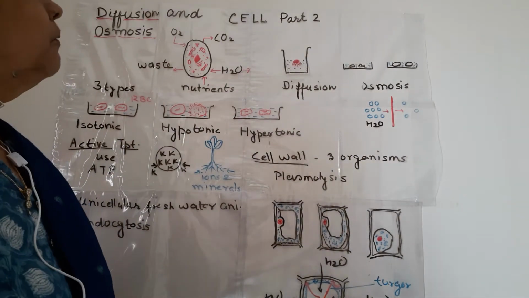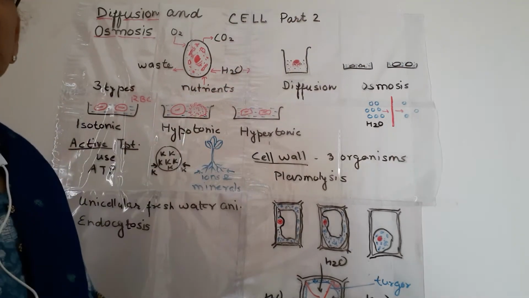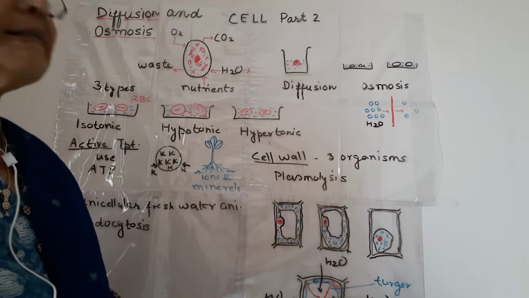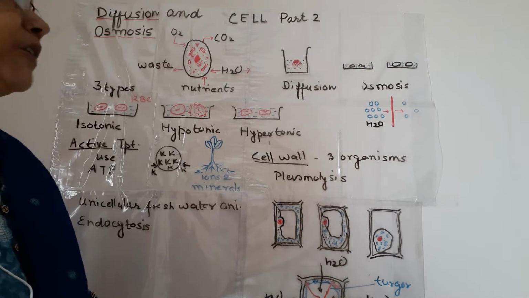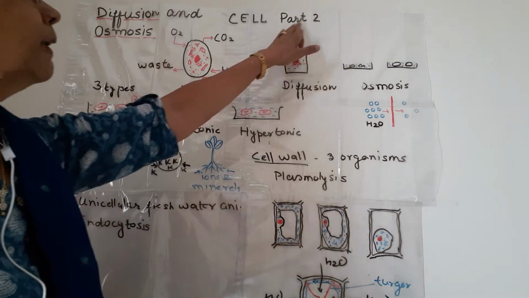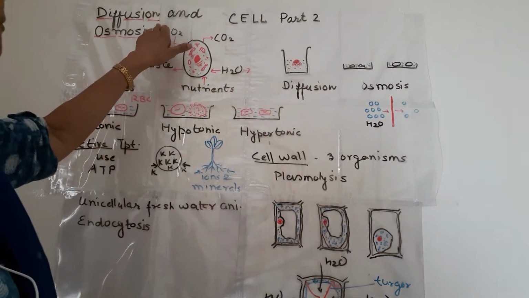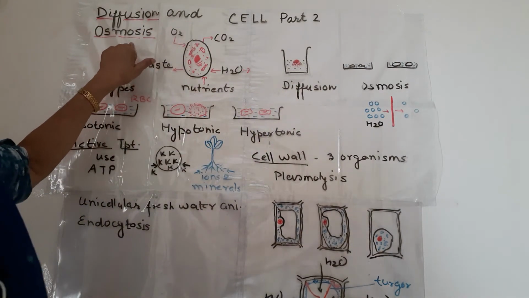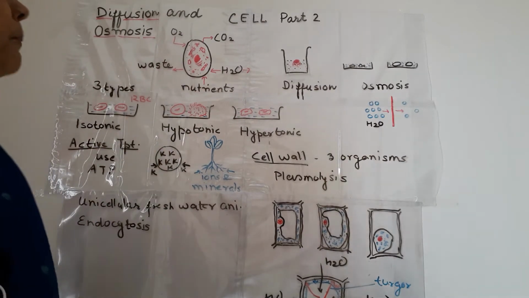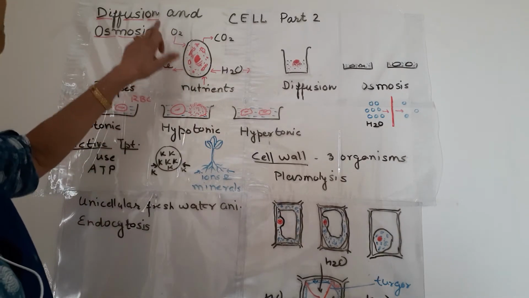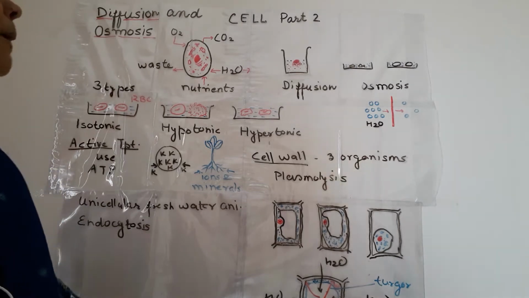Yesterday we were doing cell part 1 and we have done plasma membrane or cell membrane, about its functions and its structure. So this is the second part of cell, and today we will study diffusion and osmosis. These two phenomena are related with cell membrane or plasma membrane. So we will study how diffusion and osmosis take place along the cell membrane.